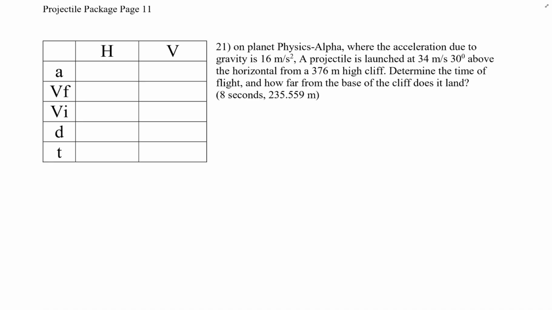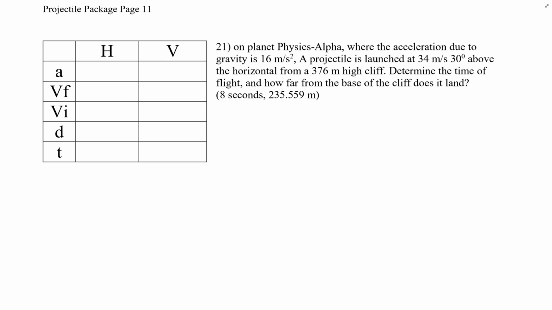On page 11 of the projectile package, we're going to do question 21. On planet Physics Alpha, where the acceleration due to gravity is 16 meters per second squared, a projectile is launched at 34 meters per second, 30 degrees above the horizontal from the top of a 376 meter high cliff. Determine the time of flight and how far from the base of the cliff the projectile lands.